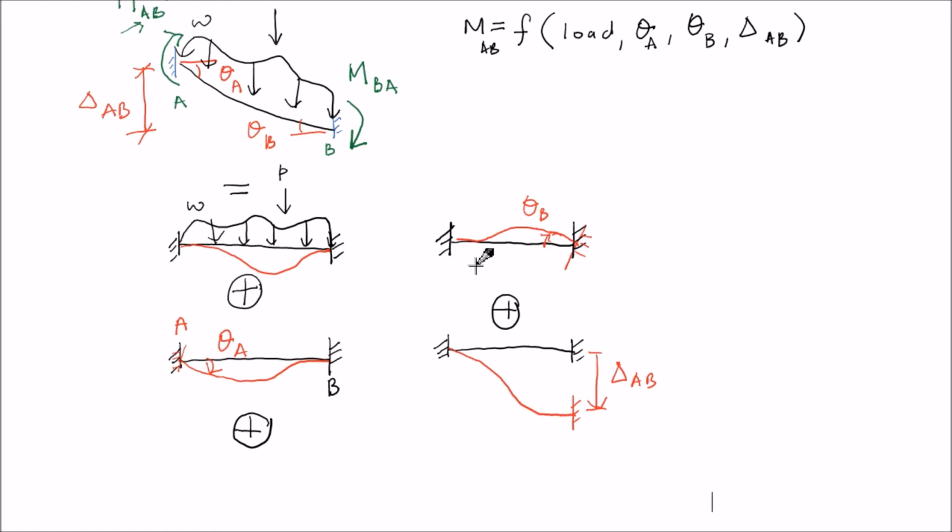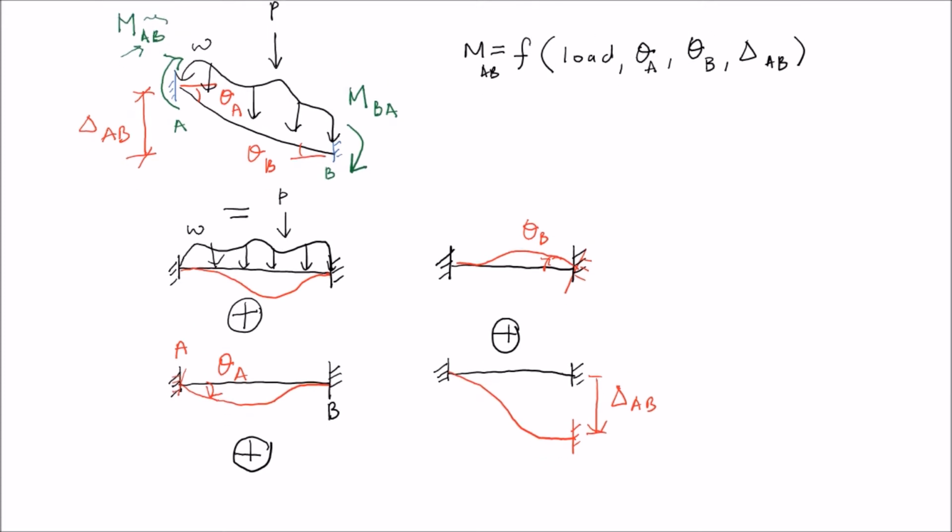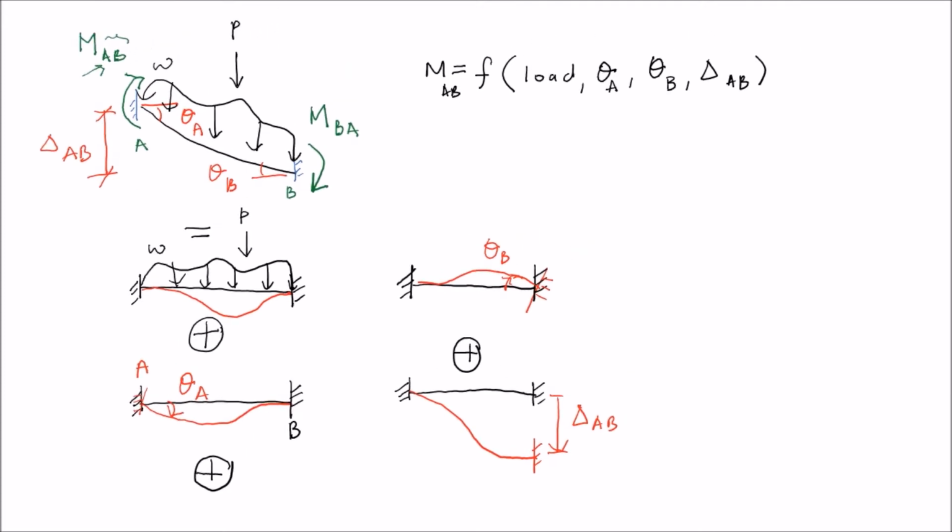Alright, so if you look at this problem, what we are going to do is get all of the moments. Okay, for example, this is the moment at A due to load, usually it's the fixed end moment. This is the moment at A due to rotation, this is the moment at A due to this rotation A. This is due to rotation B, and then this will be the moment that is developed due to displacement.